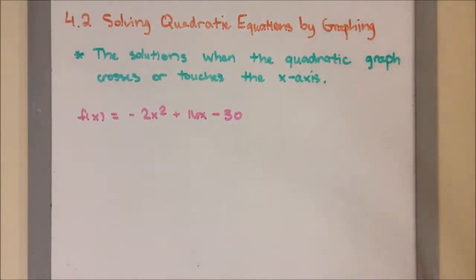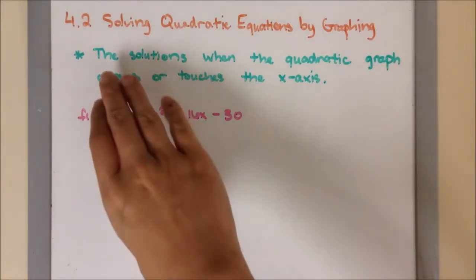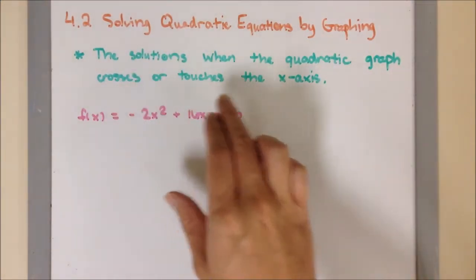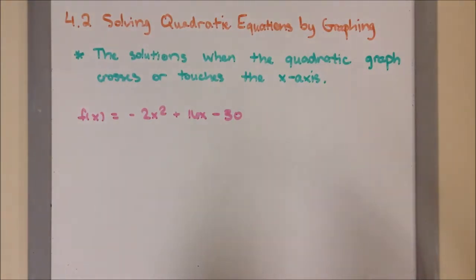Welcome to section 4.2, solving quadratic equations by graphing. The one thing you need to remember for this section is the solutions are where the quadratic graph crosses or touches the x-axis. The goal right here is to graph and see if the quadratic graph touches or crosses the x-axis. If it does, then you do have a solution. If it does not, you don't have a real solution.